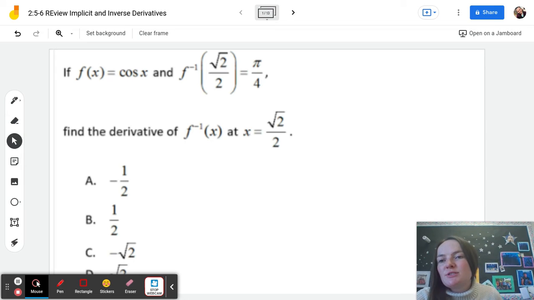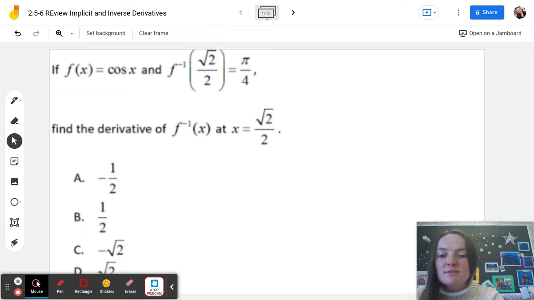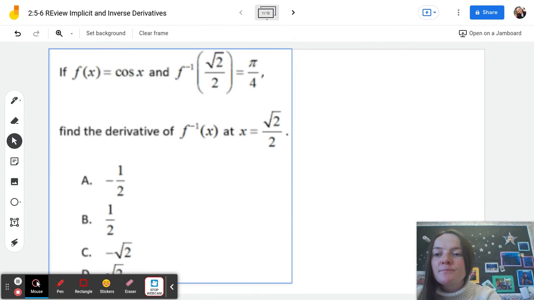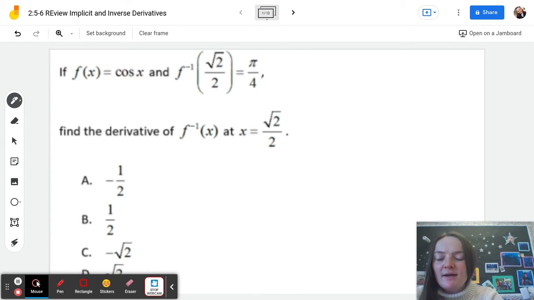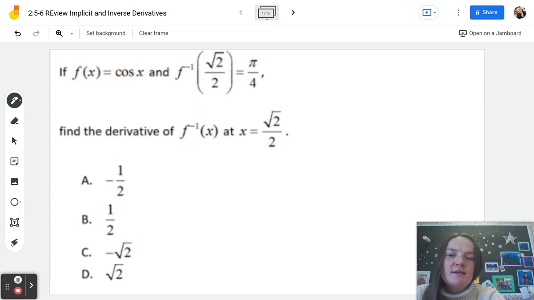Hey guys, what we're going to be doing today is going over the answers to the 2.5 through 2.6 quizzes, a review of implicit differentiation and inverse derivatives. Let's start with this first problem. It says that if f of x is equal to cosine of x and if f inverse of radical 2 over 2 is equal to pi over 4, find the derivative of f inverse.